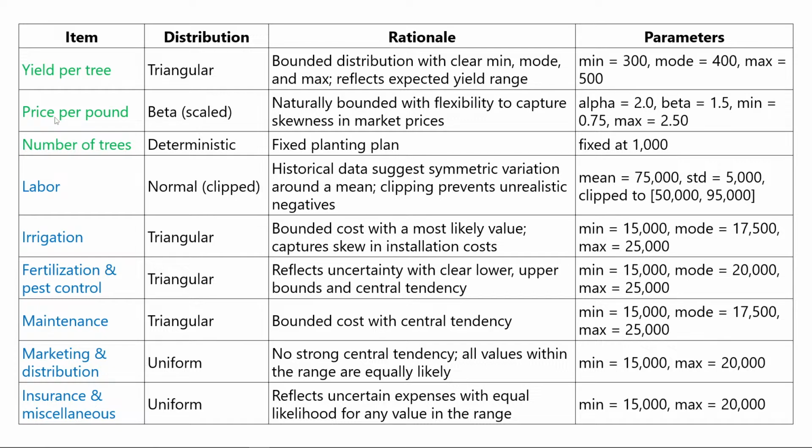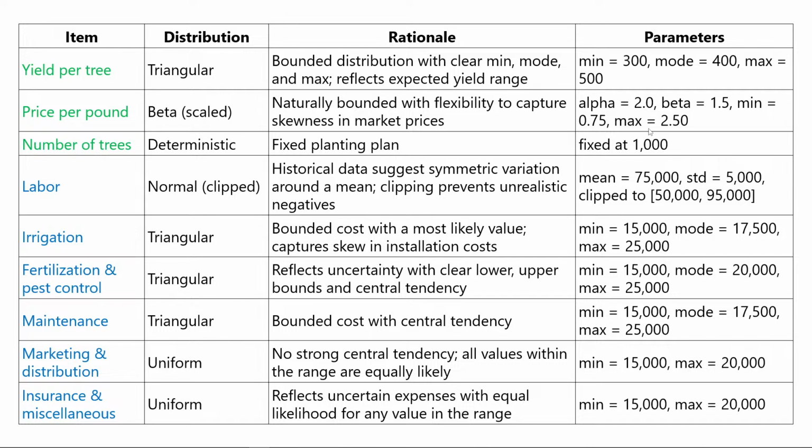The price per pound is a scaled beta. It is naturally bounded, with flexibility to capture the skewness in market price. So I have my alpha, this is my beta, this is my minimum. My minimum, I'm expecting I will not sell this mango per pound for less than 75 cents. My maximum, if everything is favorable and I was able to market it well, and I got a good yield and there's high demand and good marketing strategies, then I could get to 2.5. The number of trees is deterministic. It's a fixed planting plan, about 1,000.